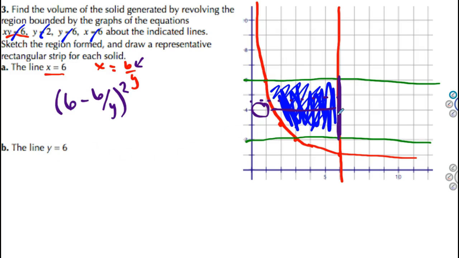As I look from bottom to top, my limits of integration are going to be 2 to 6, because this comes from 2 to 6. I can't forget that I need a pi out front and a dy at the end.